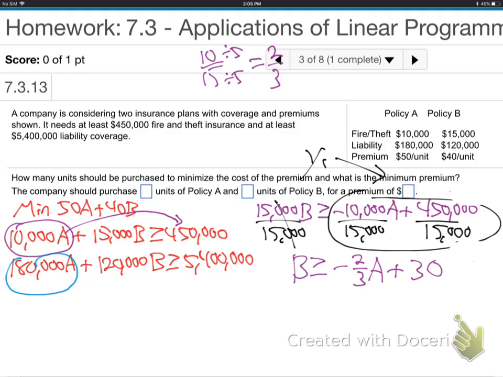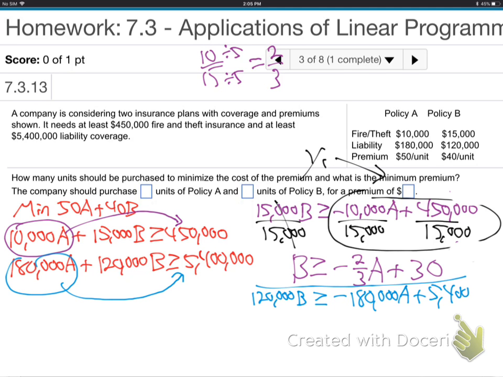So grab this A and jump it over. What will it become? It'll become 120,000 B greater than or equal to negative 180,000 A plus 5,400,000. Divide through by 120,000.